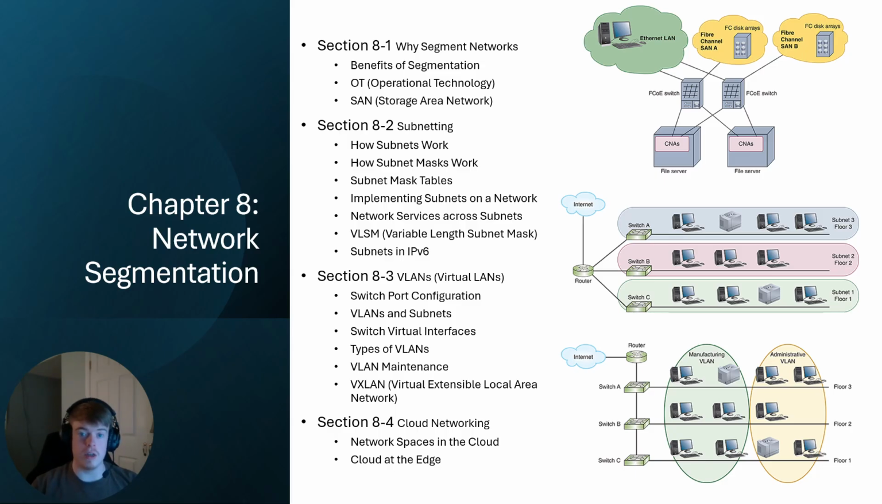Section 3 goes on to talk about virtual LANs, how switch ports are configured in a virtual LAN, how VLANs and subnets interact, and switch virtual interfaces. It talks about types of VLANs, how you can maintain your VLANs, and also VXLANs, or virtual extensible local area networks. Section 4 is on cloud networking. It describes how network spaces work in the cloud and how the cloud actually functions at the edge where it's connecting to your device.